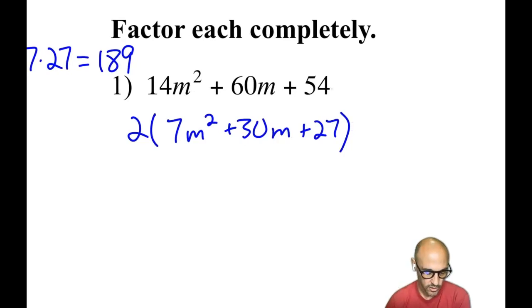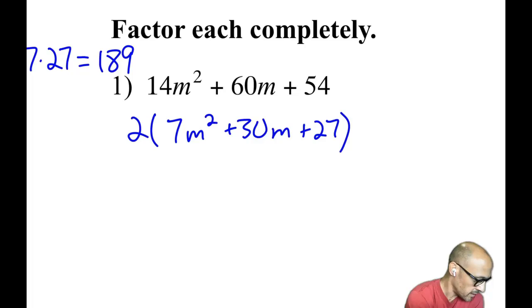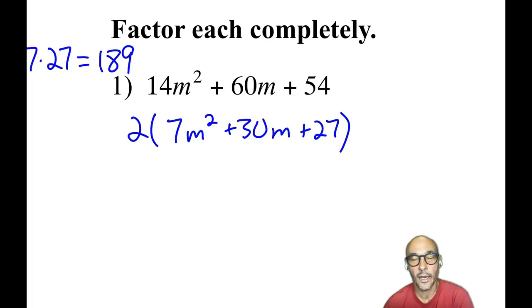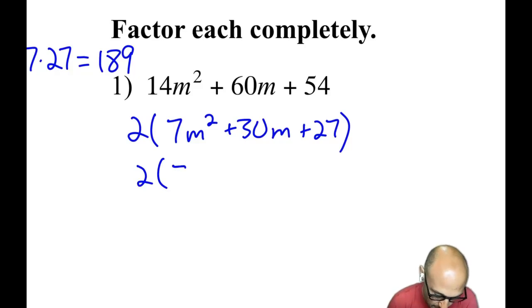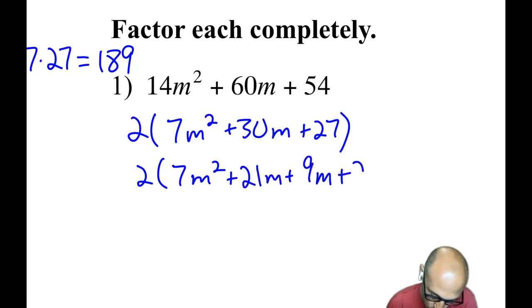23 times 7 is 189, right? Let me just double check there. Pretty sure though, 23 times 7. Let me try that again. 23 times 7 is 161. Nope, that doesn't work. 22 and 8, no. 21 and 9, there it is. So I'm not going to lie, that was not easy to come up with. 7m squared plus 21m plus 9m plus 27.